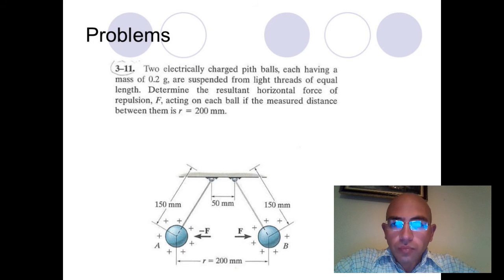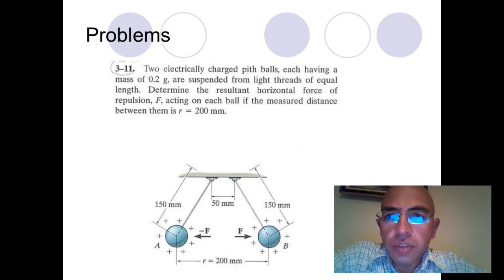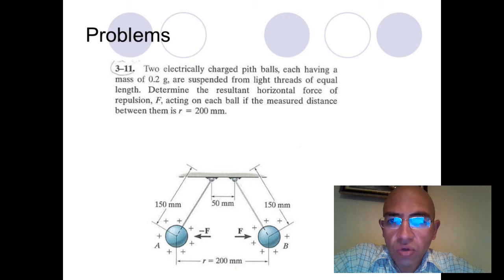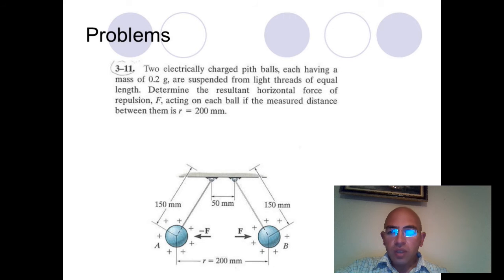Okay, so let's continue with problem 311. Two electrically charged pit balls, each having a mass of 0.2 grams, are suspended from light threads of equal length. Determine the resultant horizontal force of repulsion, F, acting on each ball if the measured distance between them is r equal to 200 millimeters.